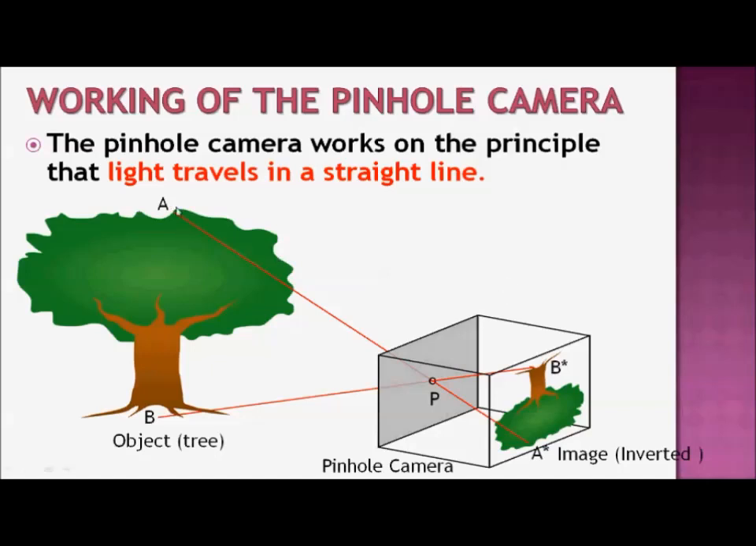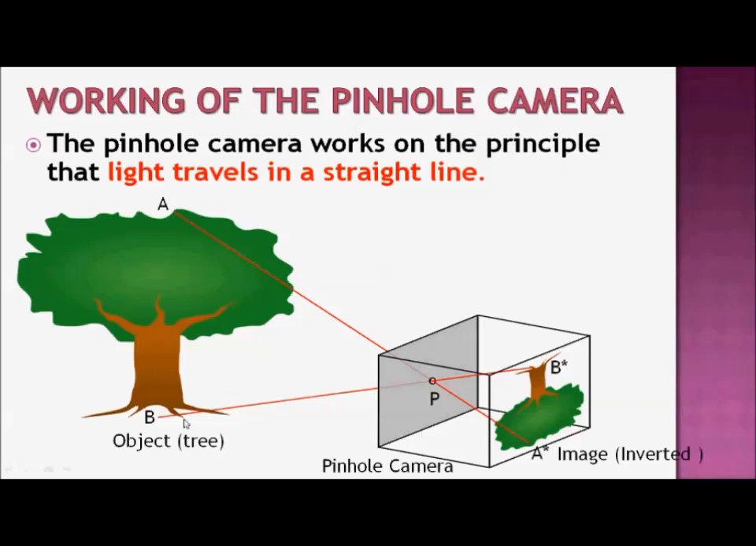Here, this is a ray of light. A ray of light coming from the top of the tree, which we are marking as A, passes through this pinhole in a straight line to form the image at a point A star. Okay?